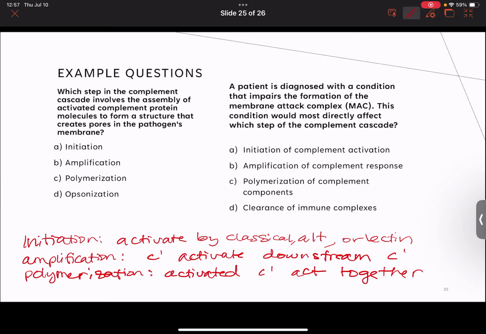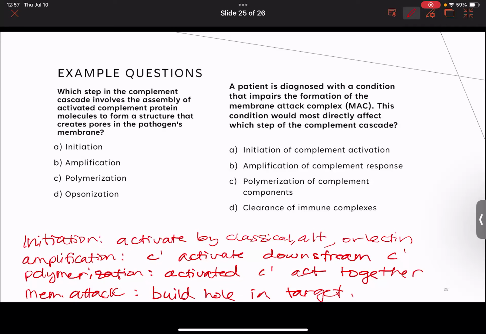That's a good point. And then we have the last one, which is the membrane attack complex, which is whenever we're going to build a hole in our target pathogen. Build hole in target. Okay.